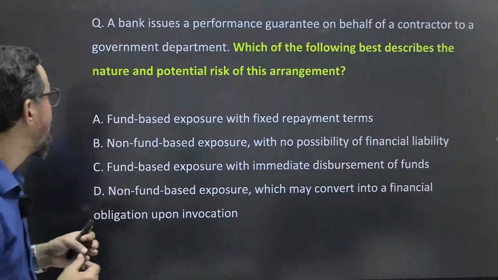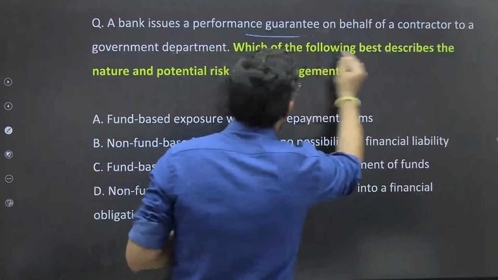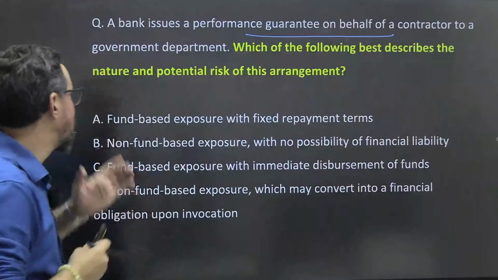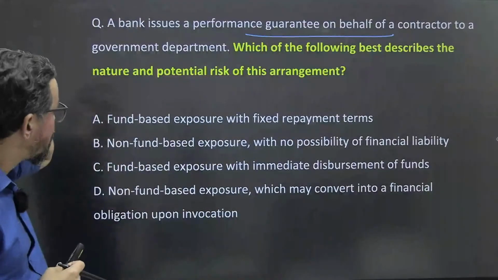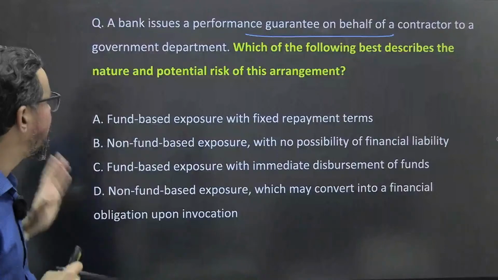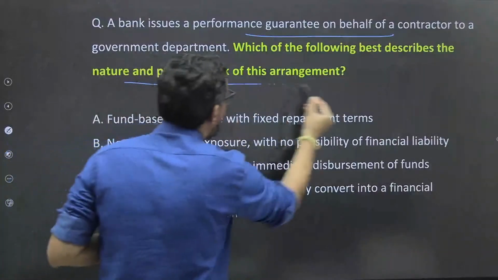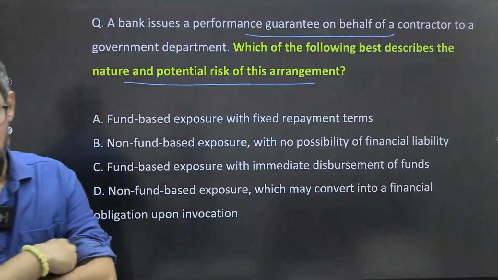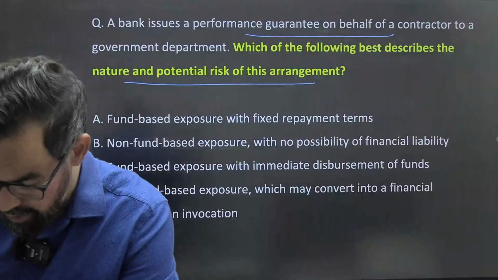Next one, guys. A bank issues a performance guarantee on behalf of a contractor to a government department. Which of the following best describes the nature and potential risk of the arrangement? Tell me, you guys will answer. Only you guys will answer.